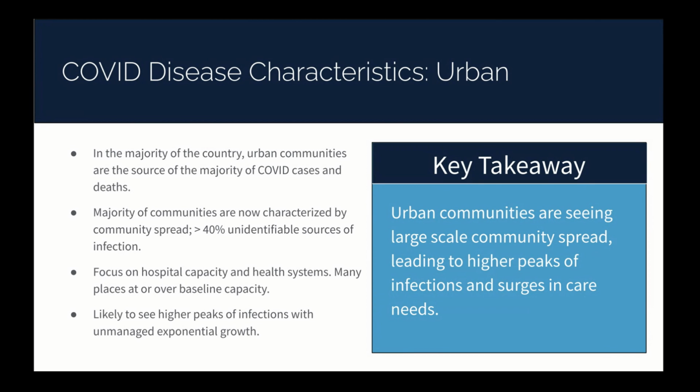And this reflects that we're likely to see higher peaks of infection with this unmanaged exponential growth, but that within a particular urban community, the larger the peak, the more quickly we get over the peak. More people are infected all at one time, and so we reach some amount of, I won't say herd immunity, but some amount of folks at high risk who have already been infected, so they're not likely to get infected again, at least within the next 6 to 12 months.